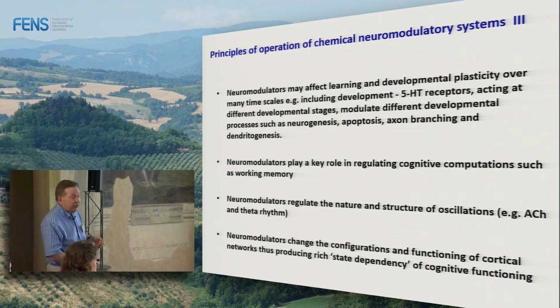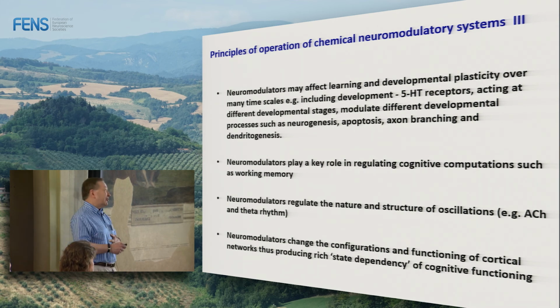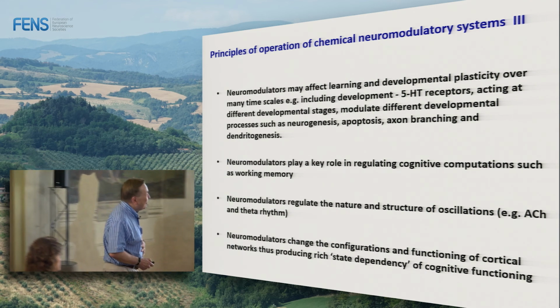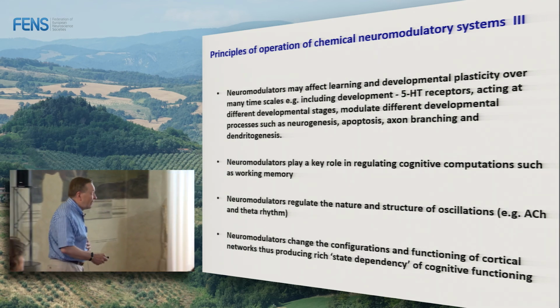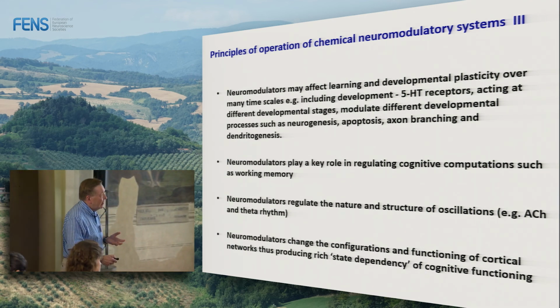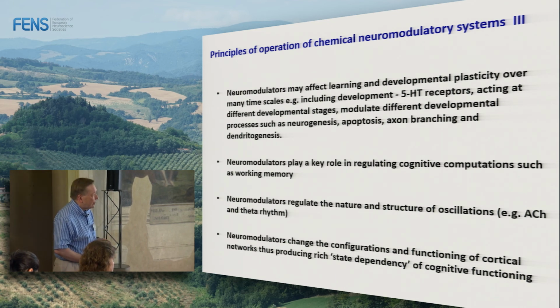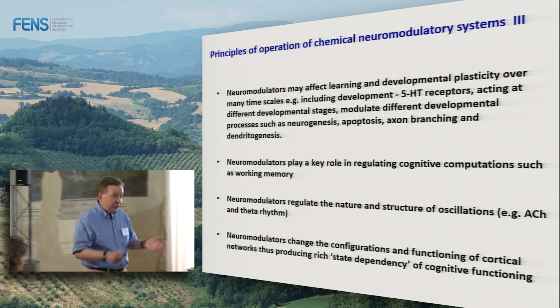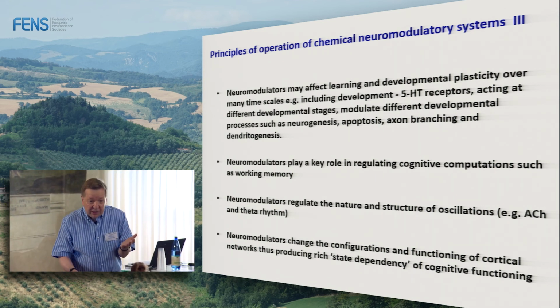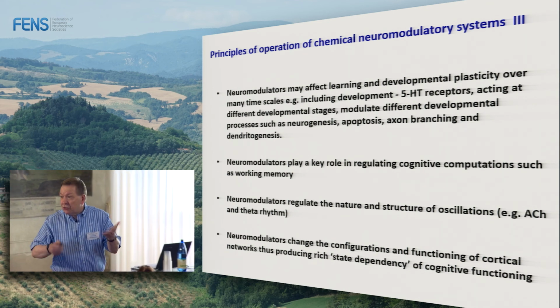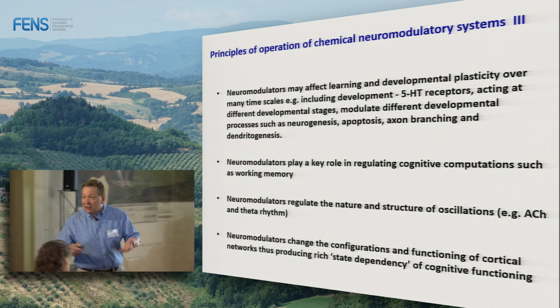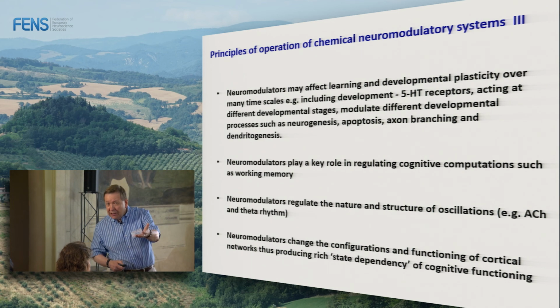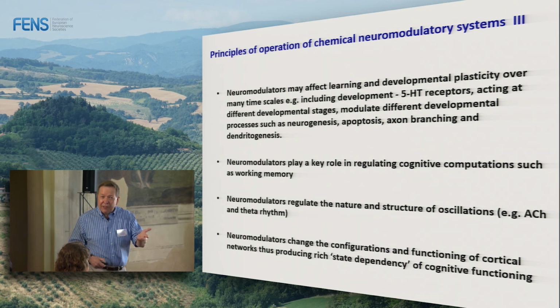Neurogenesis affected by serotonin, apoptosis, axon branching, dendritogenesis, all affected by neuromodulation. But at the other end of the spectrum, they affect key cognitive computations such as working memory. They affect oscillations. We haven't said very much about that, but these transmitters are affecting the way neurons synchronize their activity and produce oscillations. We need to understand that more. The classic example, maybe Michael mentioned it, acetylcholine in the theta rhythm.